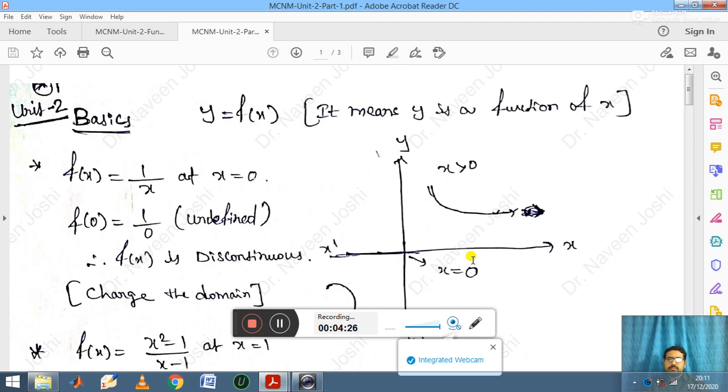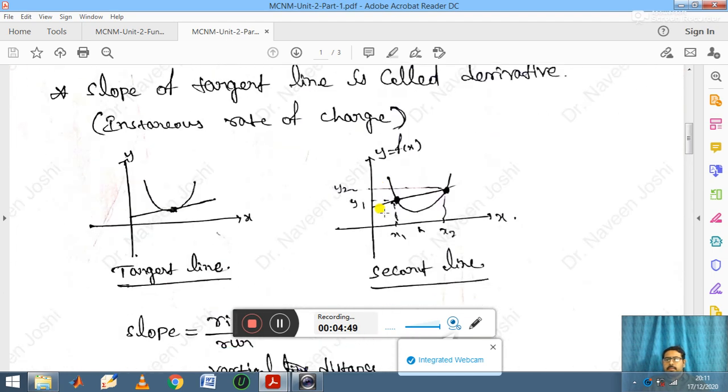Then you can make a statement: every differentiable function is continuous. And also keep in mind that every continuous function need not be differentiable, meaning the converse is not true. Every differentiable function is continuous, but every continuous function need not be differentiable. Okay, then let us understand here what is a tangent and secant line.